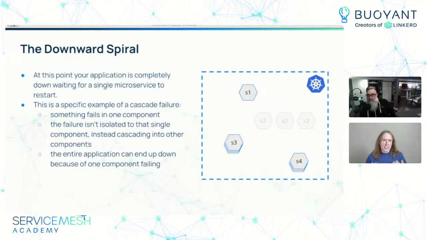This is a specific example of a cascade failure. Something goes wrong in one component, but the failure is not correctly isolated to that component, and it rapidly cascades across your application as a whole. This is bad stuff. This is not a thing you would like.